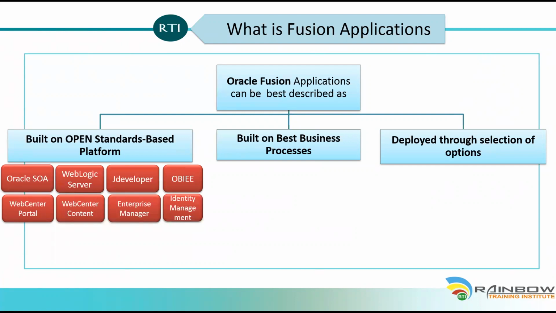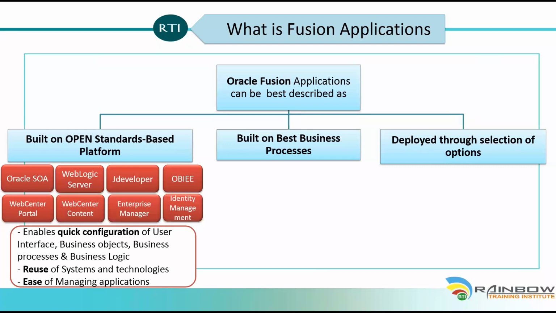As these best-in-class technology components are being used, it enables quick configuration of any kind of application, any user interface, any business objects, business processes, or business logic. We can quickly do the configuration on top of it because we can reuse these components to develop and deploy any kind of application. Not only that, we can reuse the systems and technologies, and it's very easy to manage applications because those are maintained and provided by Oracle. They give the support and the guidance on how to use these technology components. I'm going to talk about these individual components in the next slide.